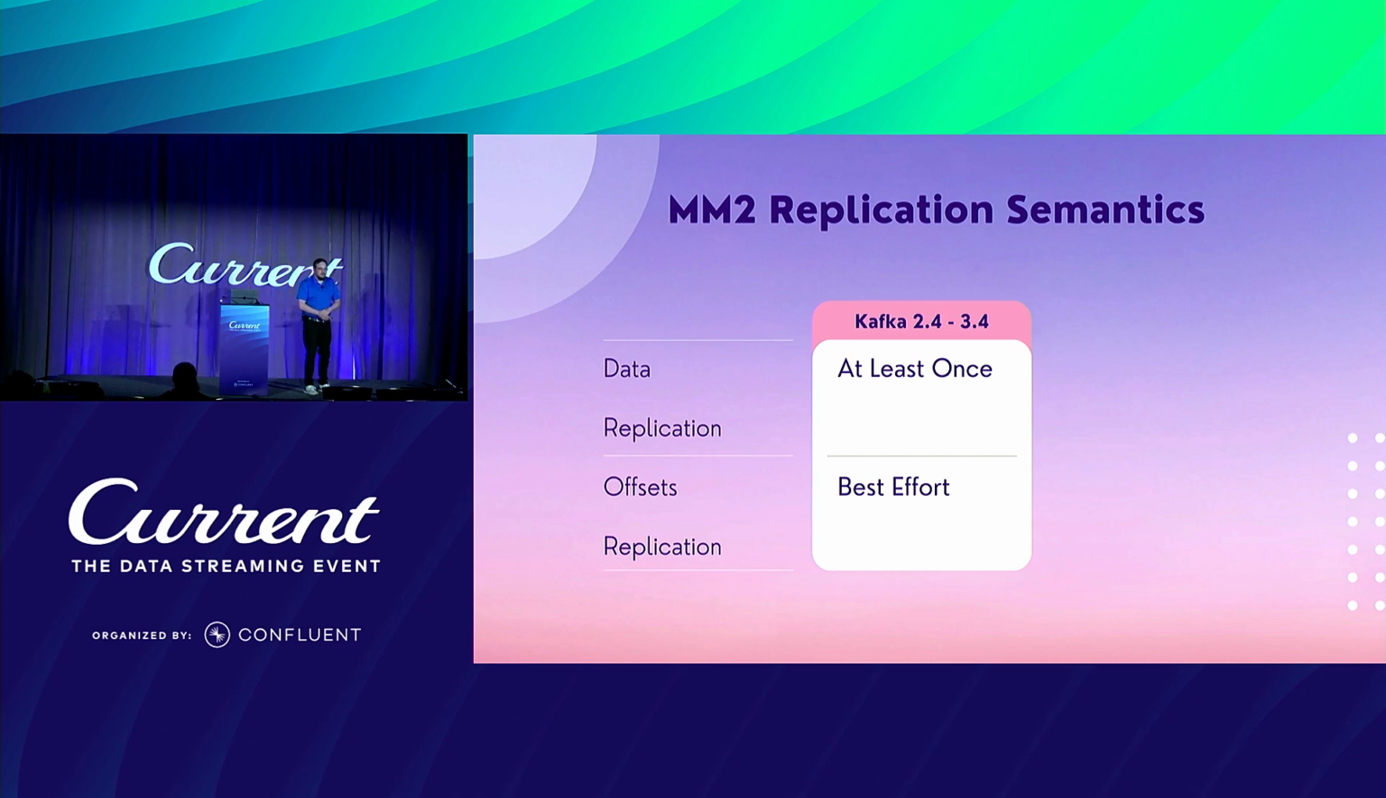I'm borrowing this term from lower level networking. We have essentially best effort offsets replication. That means anything goes. The data could get there, it could not. It might be delivered multiple times, who knows? And that's not okay. I know my title says that's okay. This part is not okay.